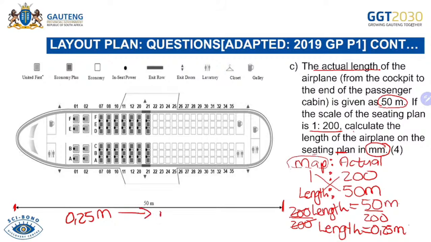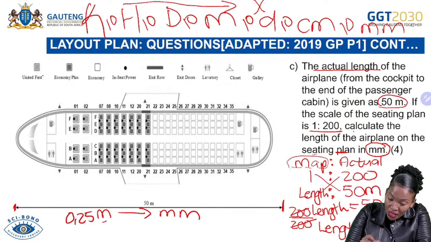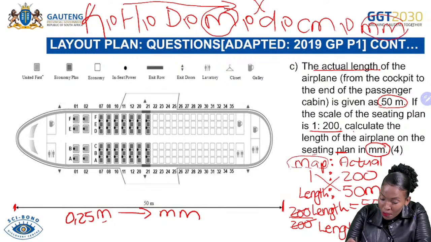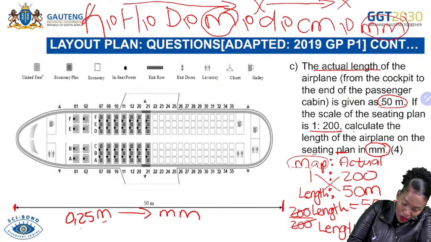You must convert it to what? To millimeters. What do we use? We say again, King Henry died miserable death called measles. And then in between, we've got 10, 10, 10, 10, 10, and 10. So I said to you when you started, when you're moving from a larger unit to a smaller unit, you are always going to multiply. In this case, we are moving from meters to millimeters. So it is from a larger unit to a smaller unit. Therefore, we are going to multiply.